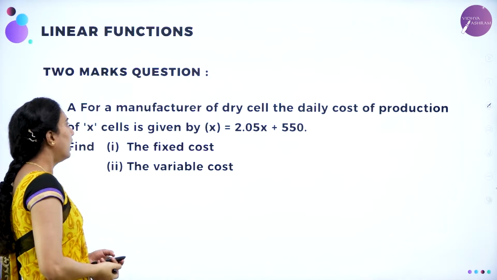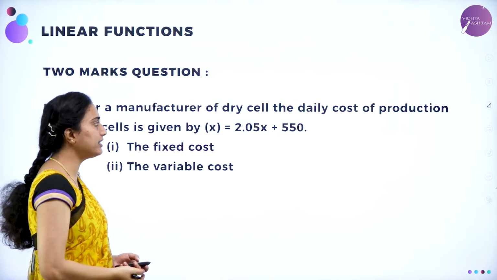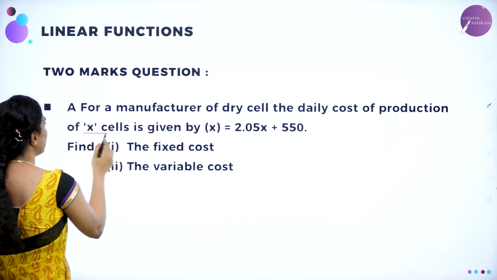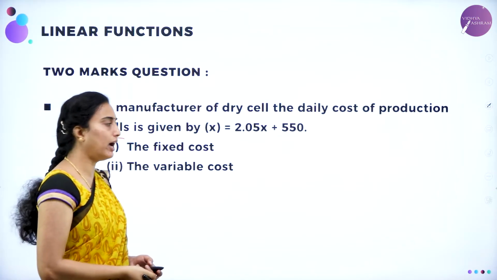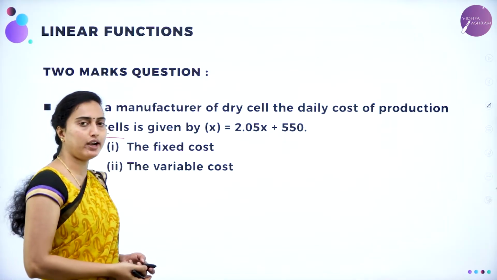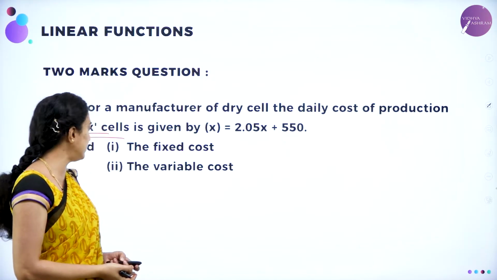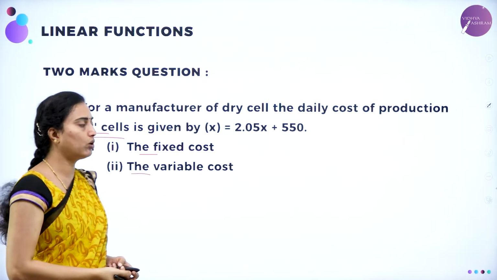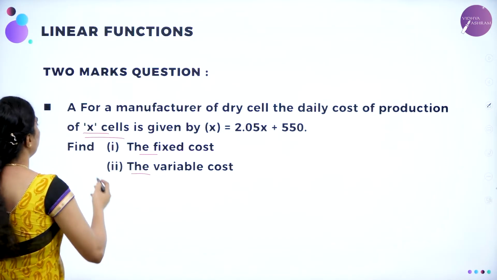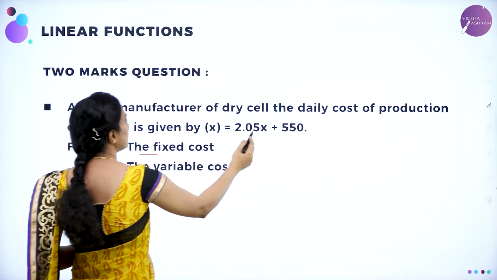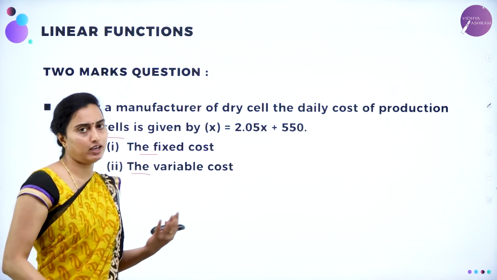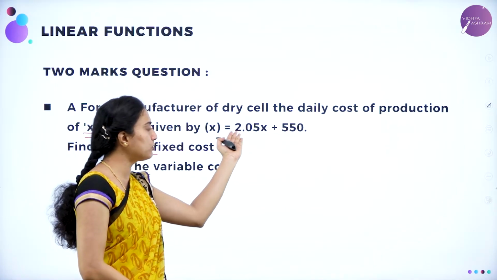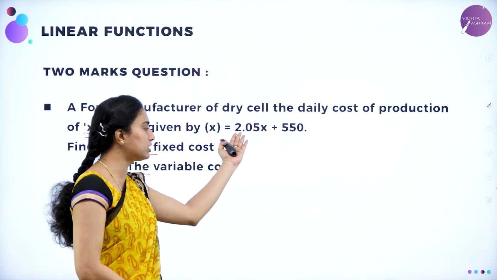What they've asked: a manufacturer of a dry cell, the daily cost of a production of X cells is given by C of X is equal to 2.05X plus 550. What is the fixed cost? What is the variable cost? They have already given it. Here it is nothing but fixed cost plus variable cost.